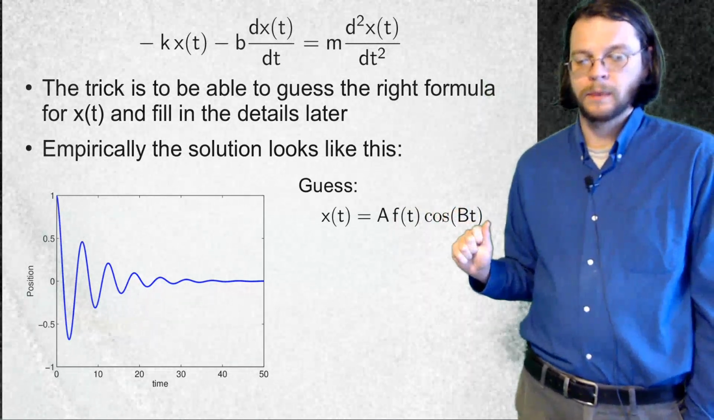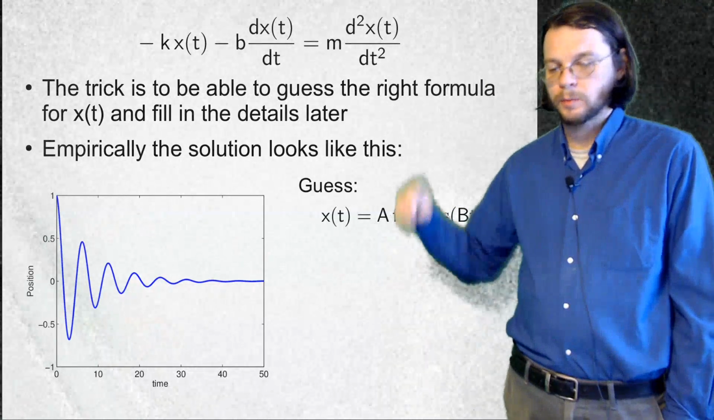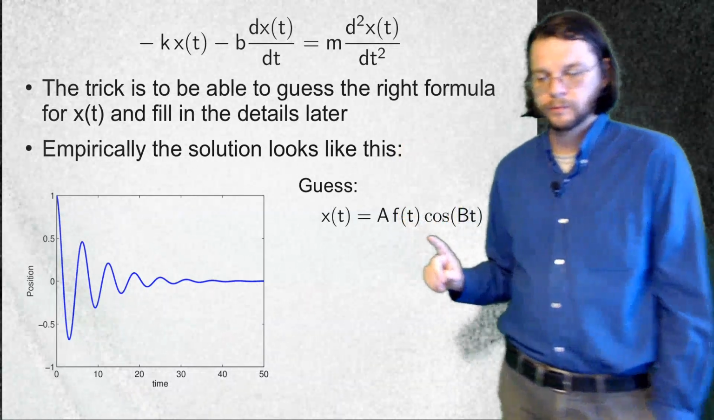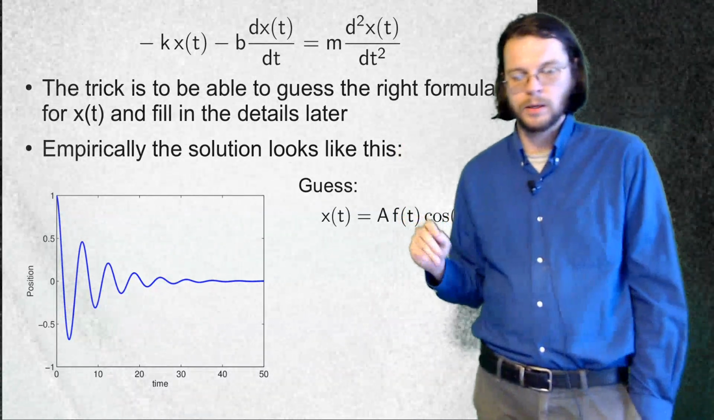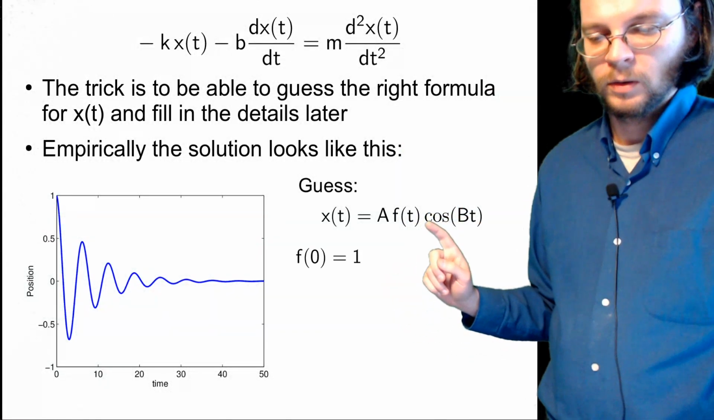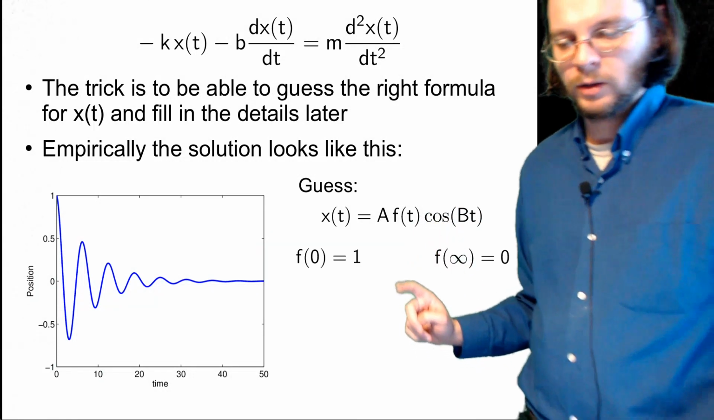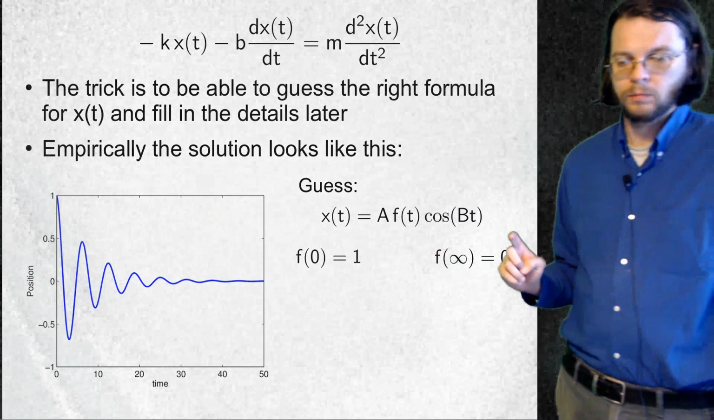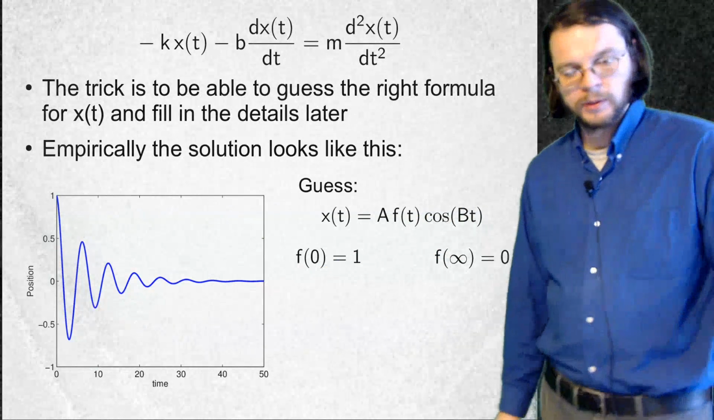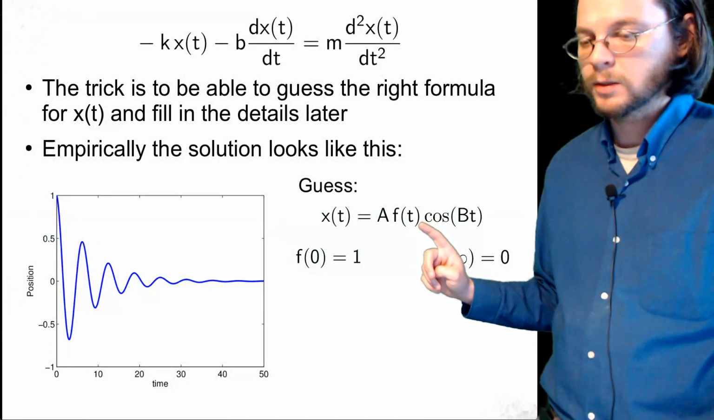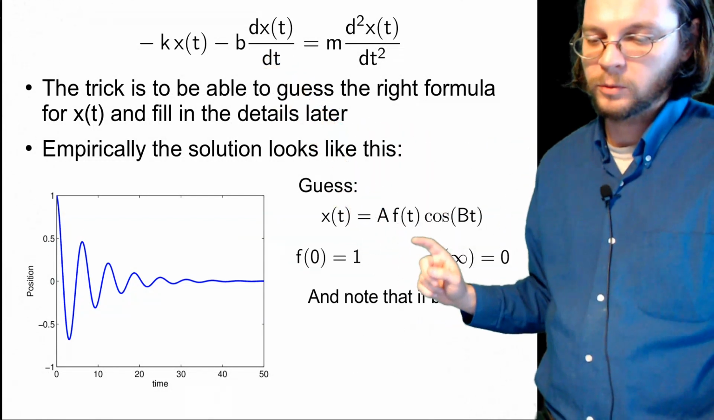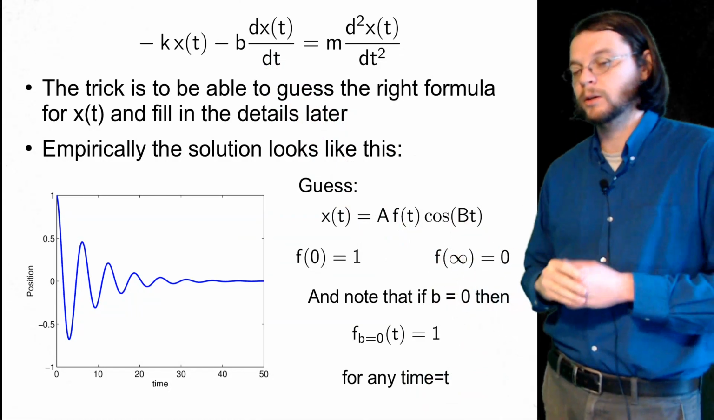That seems reasonable. There's some amplitude, right? So it might be a lot, it might be a little bit. And then there's this function that the key thing about this function is that when t equals 0, it needs to equal 1. But when t is very large, it ought to be equal to 0 because everything is all damped out. The other thing that we know about this function before we do anything is that if b is equal to 0, well then this function had better be equal to 1 for all time, including infinite time, right? Because there's no damping.